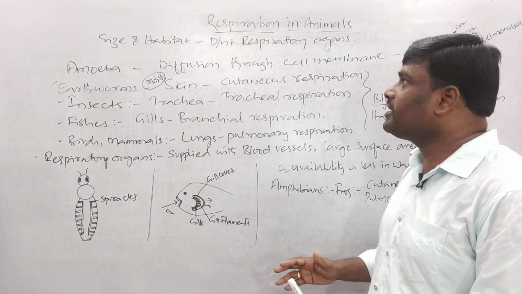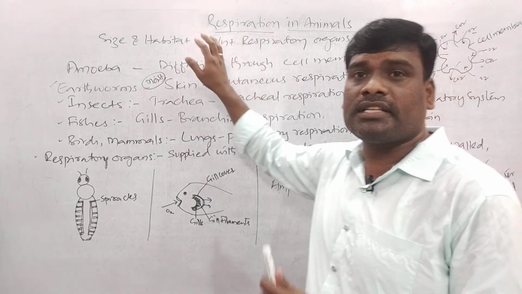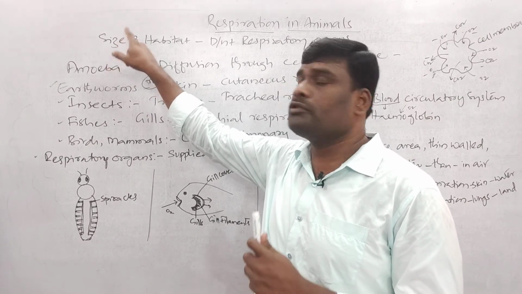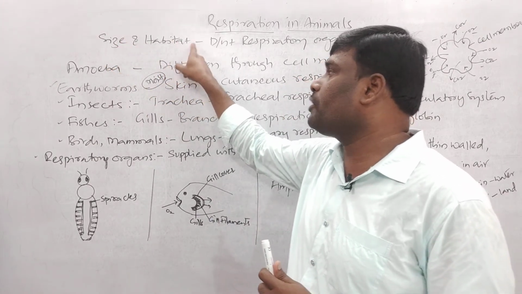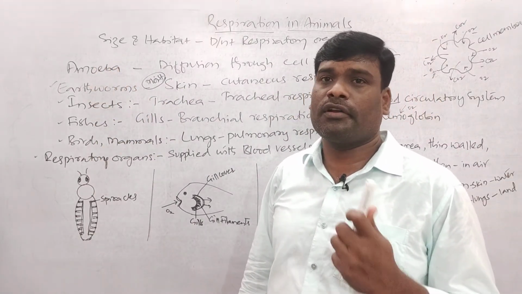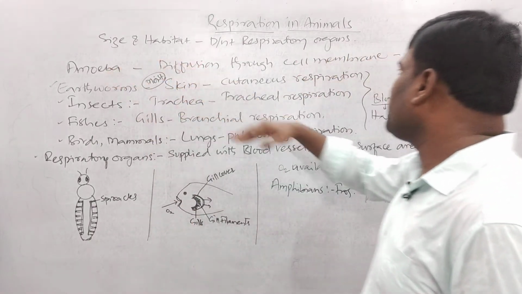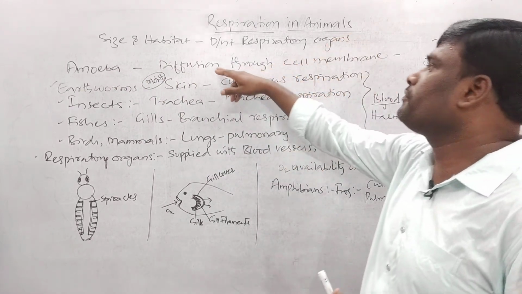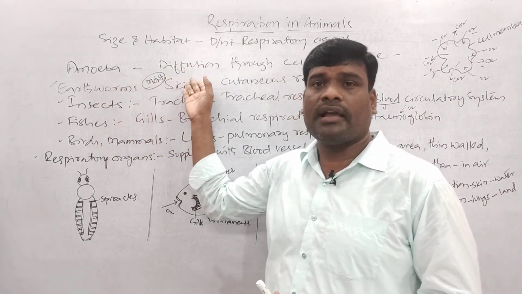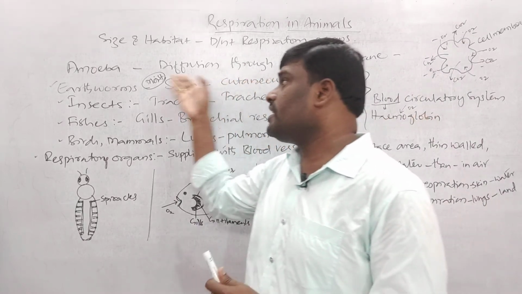So what we have studied today is that different living organisms have different respiratory organs because of two reasons, that is size as well as habitat. Because of these two reasons, living organisms have different types of respiratory organs. In amoeba, because of the process of diffusion with the help of the cell membrane, it respires. And in earthworms, which live in the soil, with the help of skin, cutaneous respiration is seen.